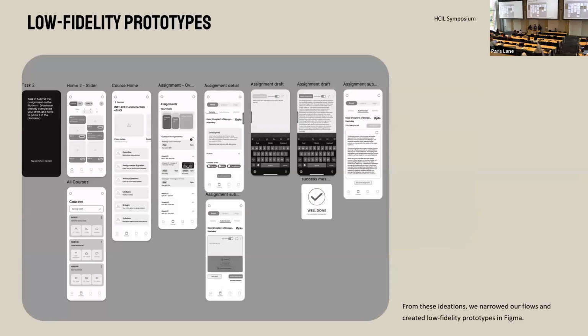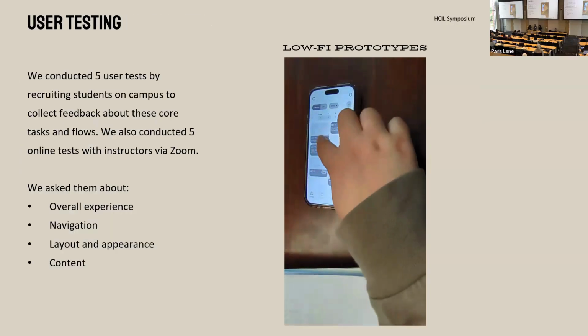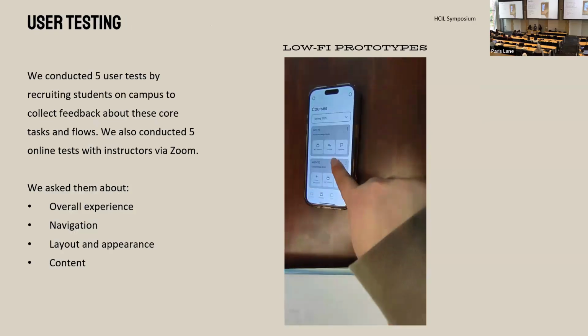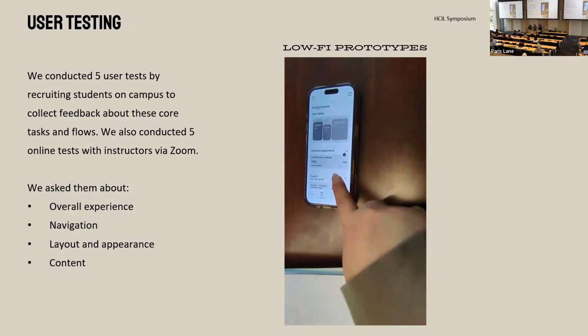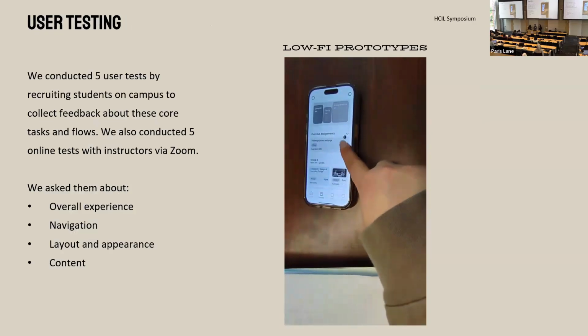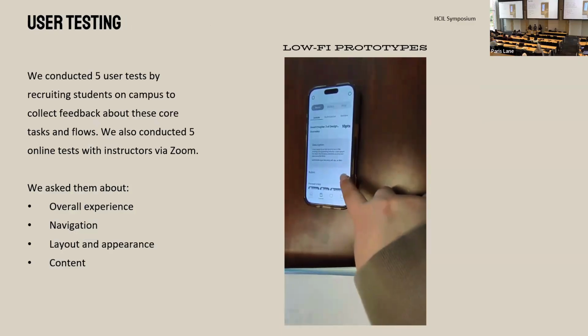We created low-fidelity prototypes on Figma, focused on the core tasks. For example, in this slide, you can see the flow for finding and submitting an assignment. There are multiple ways a user can reach and complete an assignment, depending on their workflow and preferences. To validate these designs, we conducted 5 tests with students and 5 with instructors, collecting feedback on the overall experience, navigation, layout, and usability.